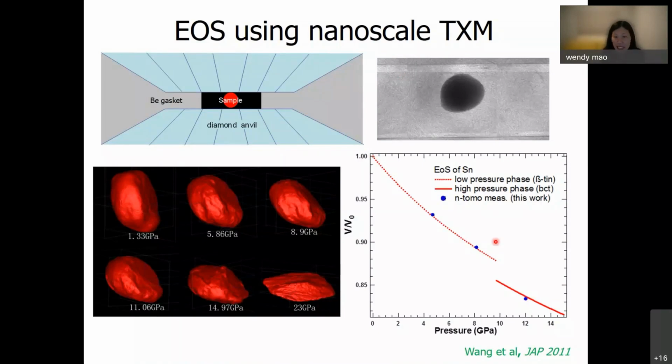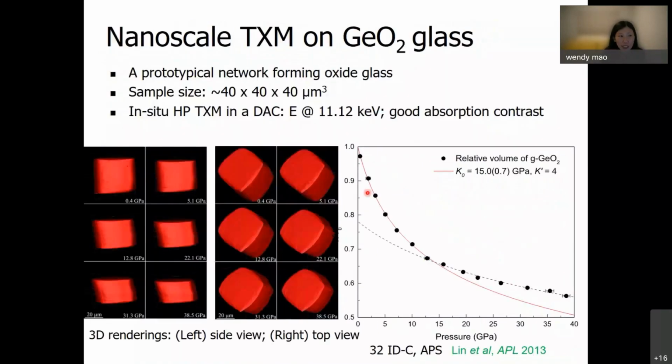We then subsequently looked at a GeO2 glass, which is a prototypical network-forming oxide glass, also an analog for SiO2 since germanium is right below silicon on the periodic table. We used FIB to cut out a 40 by 40 by 40 micron cube and imaged this cube at 11.12 keV. This is close to the germanium K-edge to try to improve our absorption contrast. This was work from Yulin, who's my first graduate student and now staff scientist at SLAC.